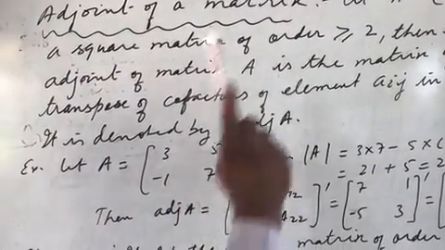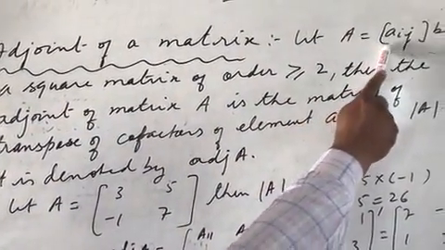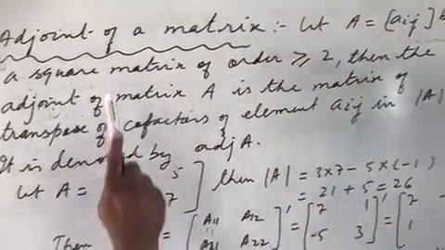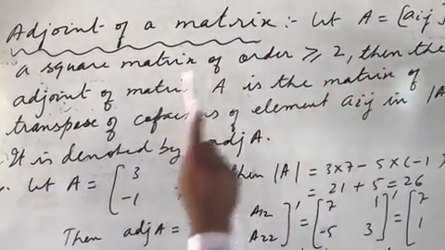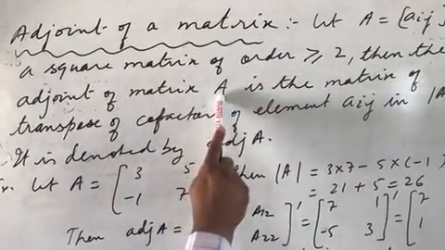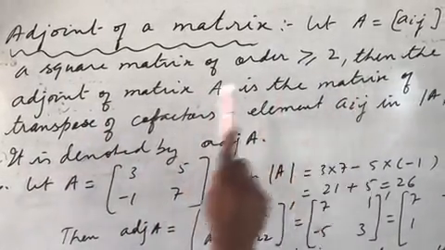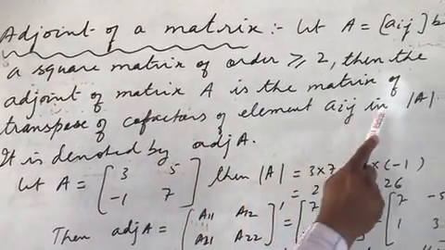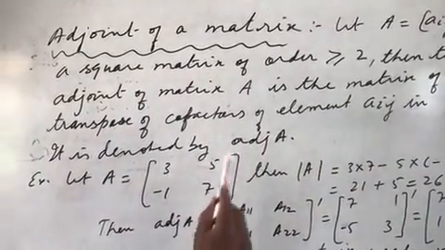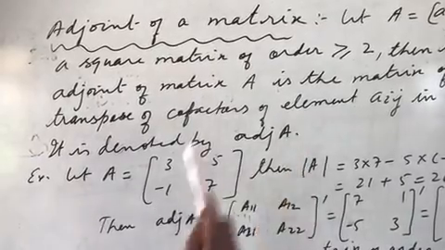I repeat again, if [aij] is a square matrix of order greater than or equal to 2, then the adjoint of matrix A is the matrix of transpose of the cofactors of the elements aij in the determinant A. This is denoted by adjoint of A.